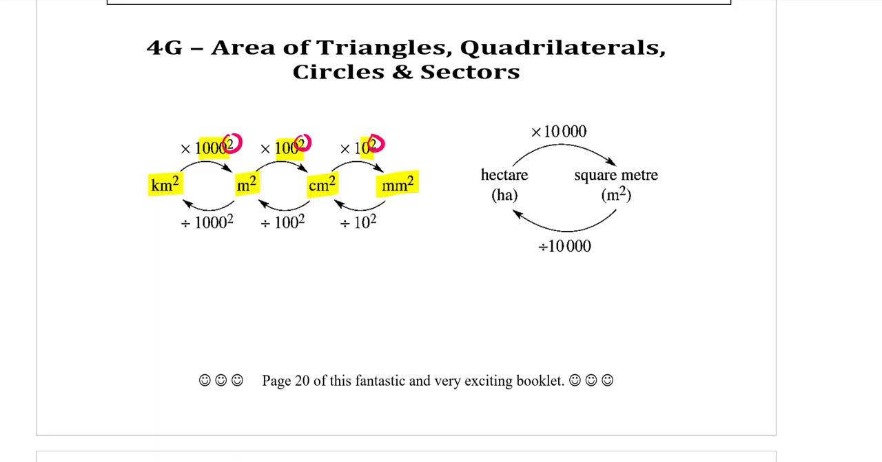Also, we have a special unit for area, which is the hectare. A hectare is a unit of measurement of area that we like to use for measuring land. So what you need to know is that 10,000 meters squared are in a hectare. So if you have hectares, you times by 10,000 to get to meters squared, or meters squared divide by 10,000 to get to hectares. So HA is our symbol for hectares.